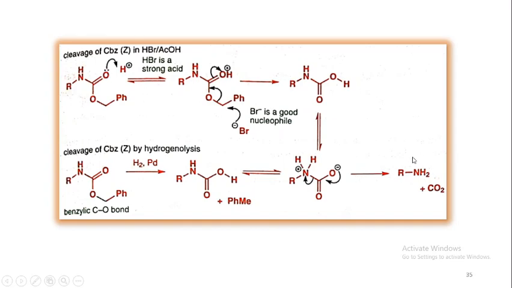And this amine can also be obtained by the cleavage of CBZ by hydrogenolysis in presence of H2, Pd. That means the cleavage of CBZ can be done by using two methods, HBr, a strong acid, and H2, Pd.